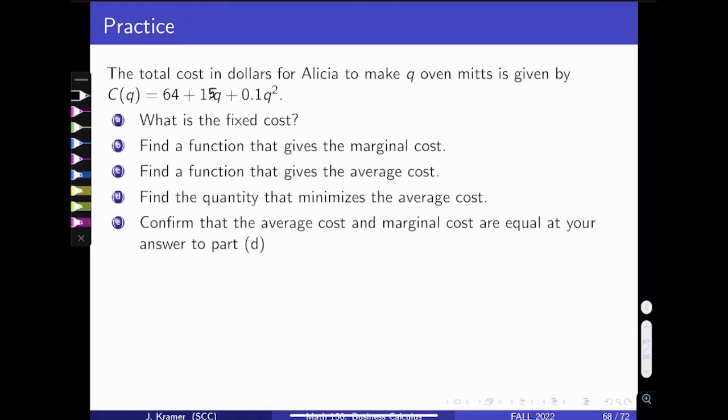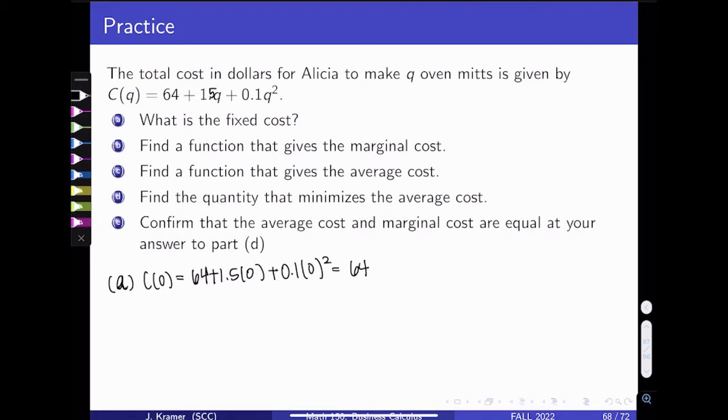The total cost in dollars for Alicia to make Q oven mitts is given by C of Q, which is 64 plus 1.5Q plus 0.1Q squared. Please note that I had to add in the 0.5. We'll start by identifying what the fixed cost is. Fixed cost is when no units are produced, and so we'll want to evaluate our total cost function at 0 mitts produced. We end up with a fixed cost of $64 when no mitts are produced.